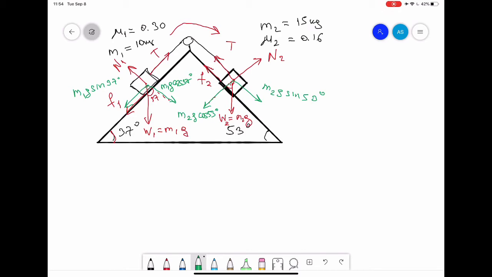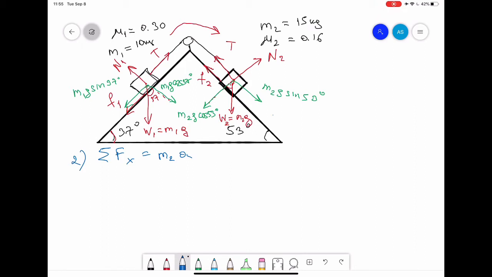Okay, now let's write down the equation for the right side and also for the left side. Since the object is moving, for the right side, I'll call it 2. Let's write down the equation. First of all, we have to start with the sum of the forces in x direction is equal to m2a, right?